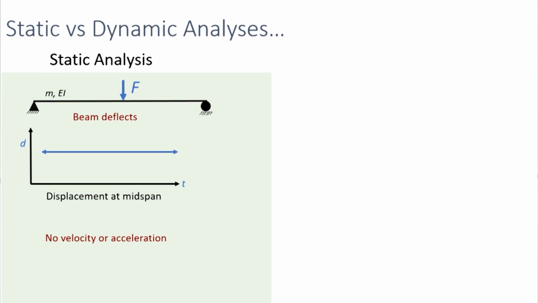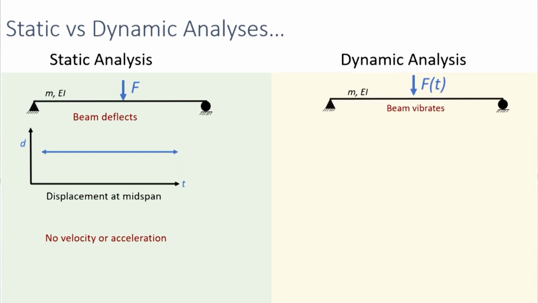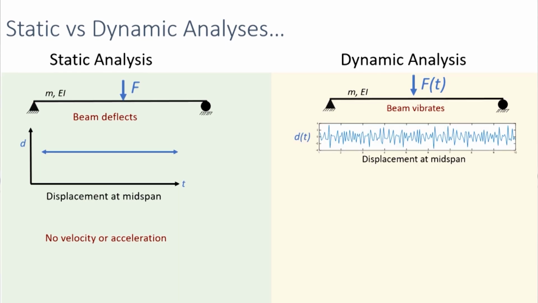Now let's see the dynamic analysis scenario. Here, as we discussed earlier, the force is a function of time and the beam will vibrate under that time varying force. So this is an example of the vibration response, the displacement response at midspan of the beam. So the displacement will look something like this. The value of it changes at each instant.